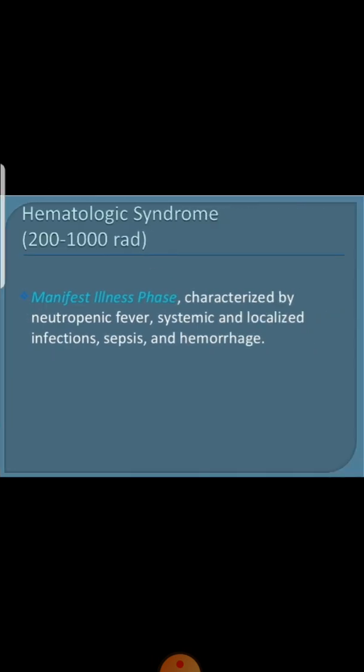So the manifest illness phase can be characterized by neutropenic fever, systemic and localized infections, sepsis, and hemorrhage, and that is basically the body's defense against the infection that will be nil. And just before that there will be hemorrhage and dehydration, and it can be pronounced, and the death will occur because of the generalized infection, electrolyte imbalance, and the dehydration.